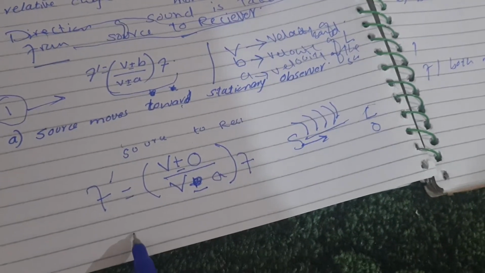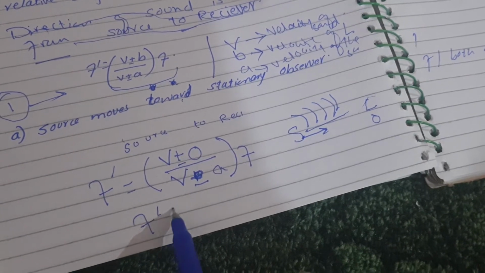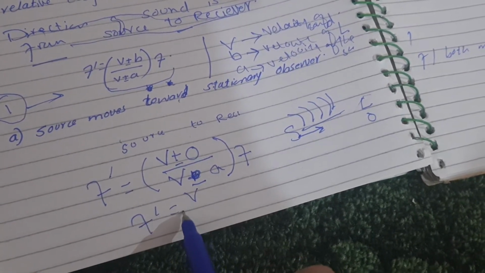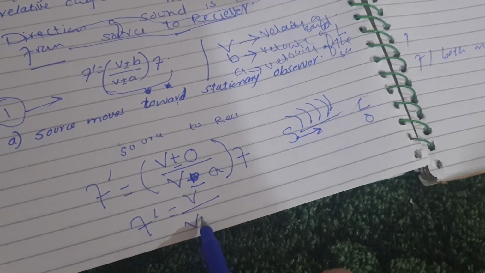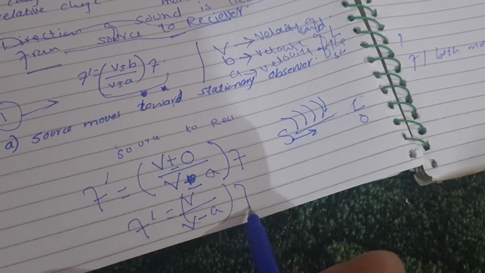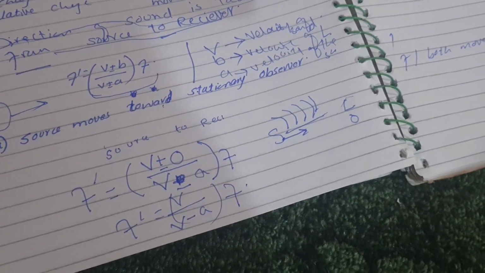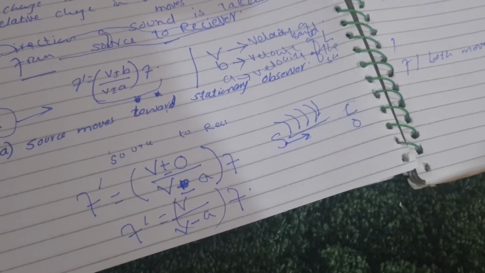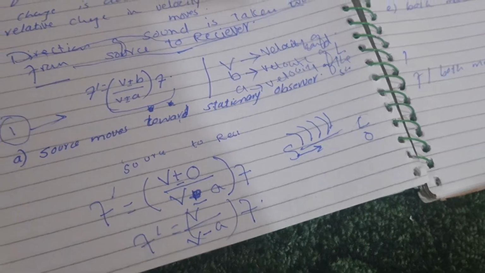So now here the apparent frequency will be speed of sound divided by speed of sound minus a into f. This is the main point. Speed of sound divided by speed of sound minus a into f.